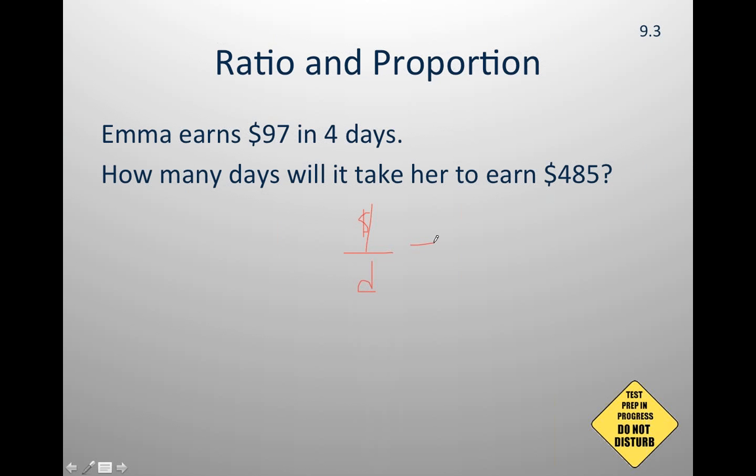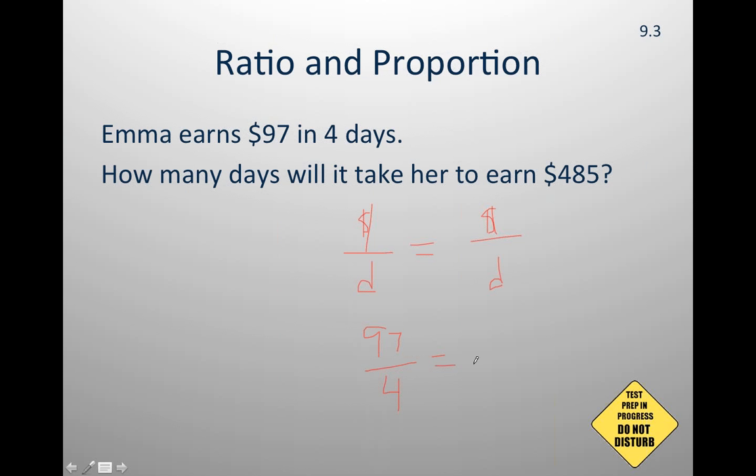Now with proportions, because they're equal to each other, I'm saying that I've got dollars on the top here and days on the bottom as well. Okay, so now I'm going to fill in all the information I need to have them be equal to each other. And that makes sense because dollars can't be equal to days. Dollars can be equal to dollars and days can be equal to days. So, okay, in the first one it says Emma earned $97. So I'm going to put 97. And then that's going to be over 4 because the days were 4. So that's what I'm comparing, $97 to the 4 days she worked.